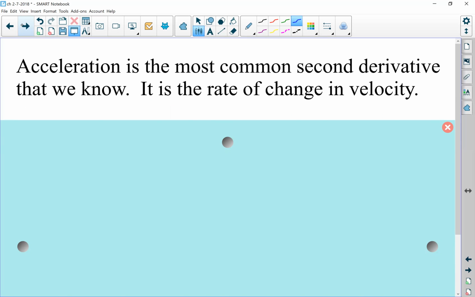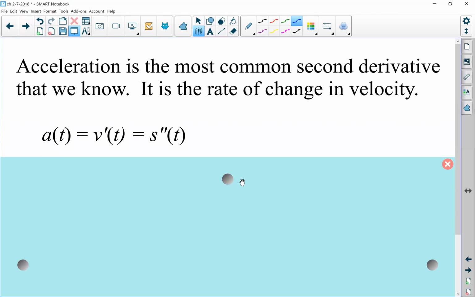Acceleration is one of the most common second derivatives that we know. It is a rate of change in velocity. So we have acceleration, which is the derivative of velocity, or the second derivative of the position function. S of t is a very common way to denote the position of a particle.